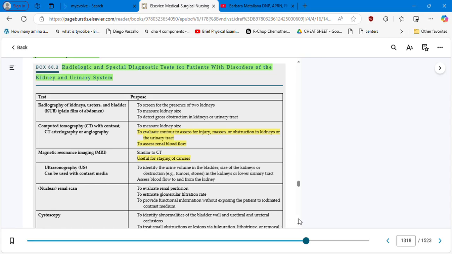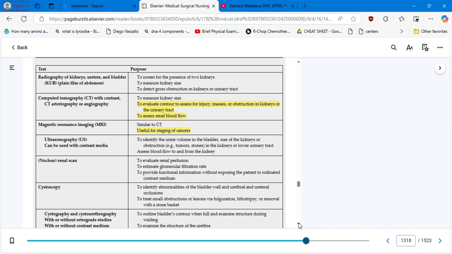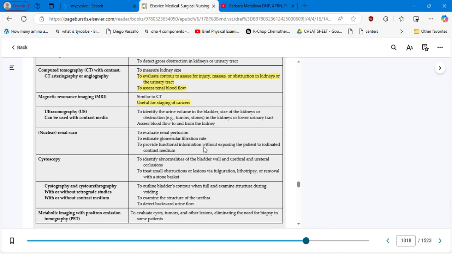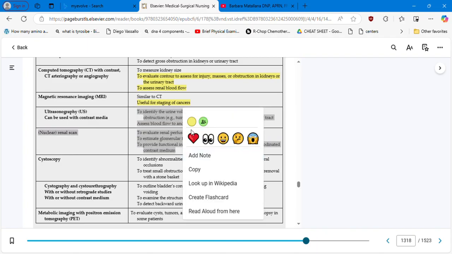Then we have the renal scan, the nuclear scan, to evaluate renal perfusion and the glomerular filtration rate, to provide functional information without exposing the patient to iodinated contrast medium. Okay, so this is the renal scan. I'm going to highlight these ones.